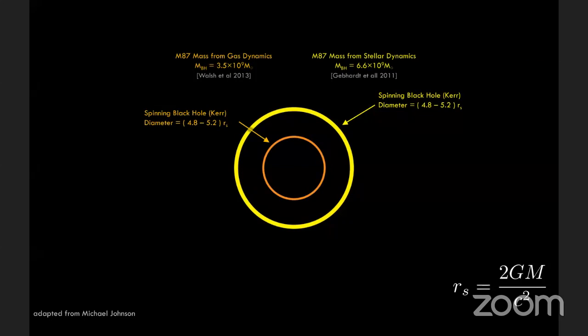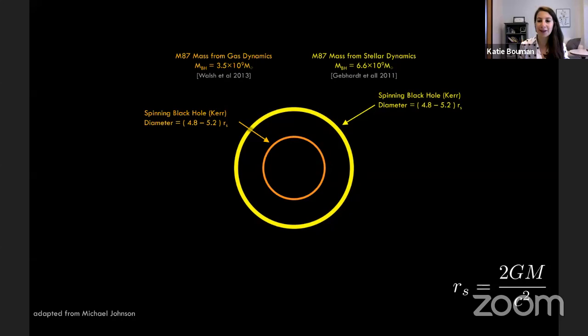ring size to be, the bright ring size, for a black hole that's obeying canonical general relativity. And notice that this is directly dependent on the mass of that black hole. So for a smaller mass black hole, this ring becomes smaller. And that's interesting because from past measurements of M87's mass, it was really unclear what it was. Gas dynamics pointed us towards about 3.5 billion solar masses, but stellar dynamics pointed us more towards 6.5 billion solar masses. And stellar dynamics really provided an upper limit, as there couldn't be more mass within the stellar orbit than from just the black hole.